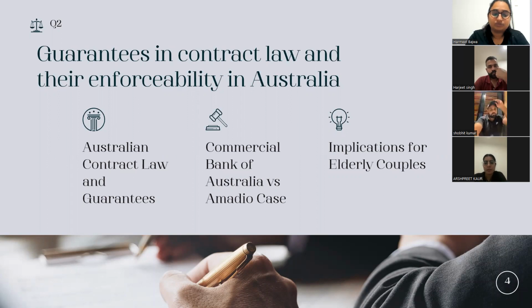In this case, it is assumed that the Amadio couple had the capacity to contract as they were legally capable of entering into an agreement. It is assumed that the contract purpose is legal as it relates to the loan taken by their son's company. Further, in this case, the bank is alleged to have breached the contract by cashing in the guarantee without the knowledge of the couple, and the Amadios can seek legal remedies such as seeking damages or specific performance of the contract.